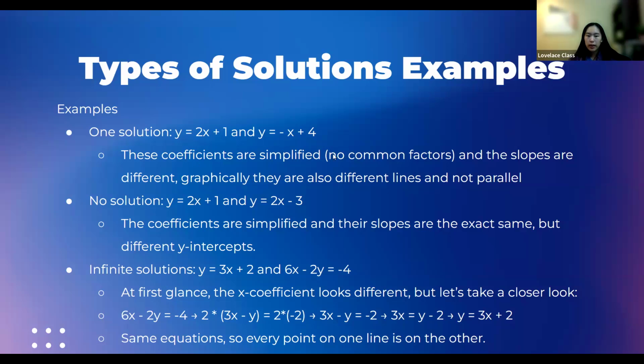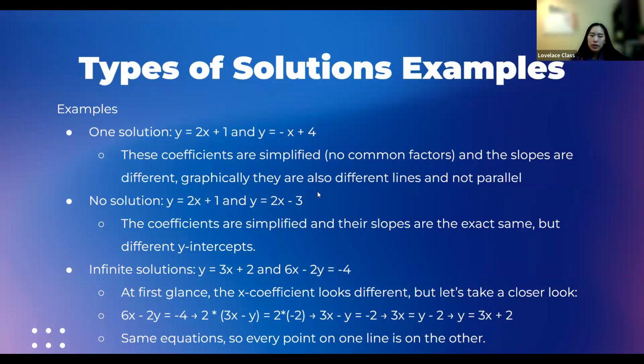And the slopes are different. We have 2 and negative 1. And if you look on a graph, if you plot the points, you can see that they're different lines and they're not parallel. Since the slopes are different, they're going to intersect. Just make sure that your y coefficient is 1 when you do this, or you factor out all common factors, because if you don't, it can sometimes get confusing.